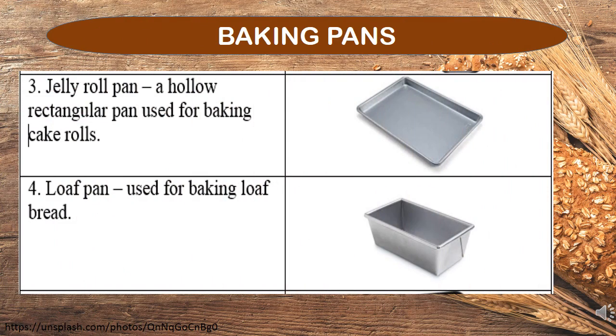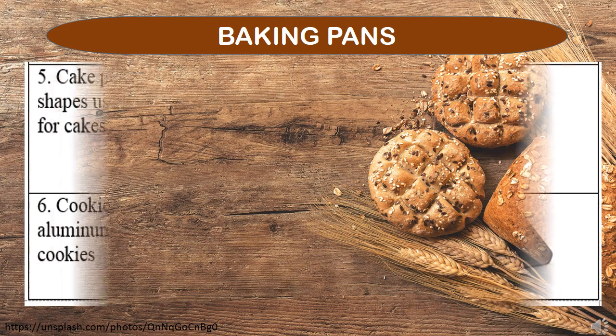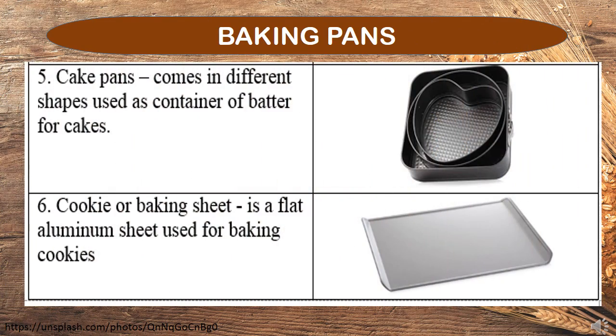Jelly roll pan. A hollow rectangular pan used for baking cake rolls. Loaf pan, used for baking loaf bread. Cake pans. It comes in different shapes, used as a container of batter for cakes. Cookie or baking sheet. It is a flat aluminum sheet used for baking cookies.